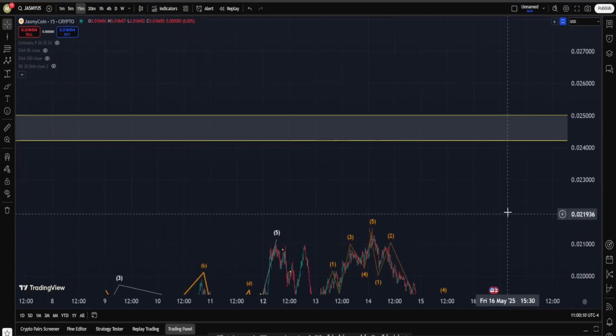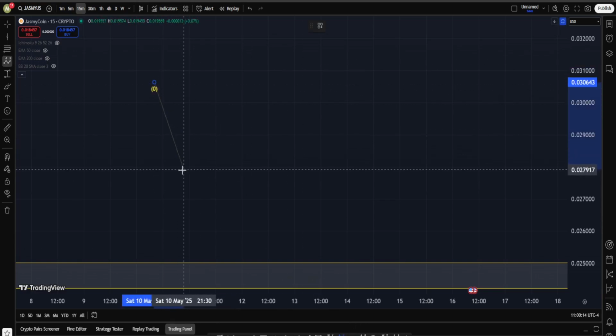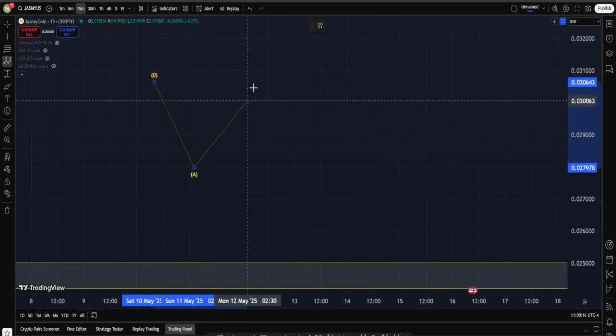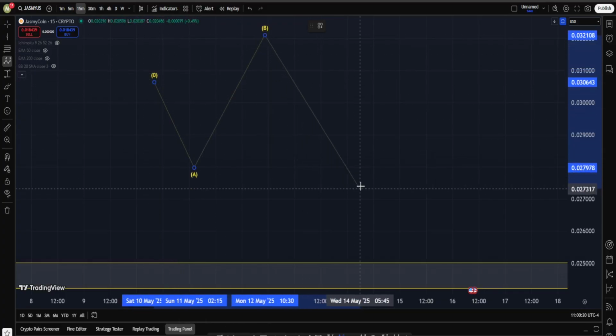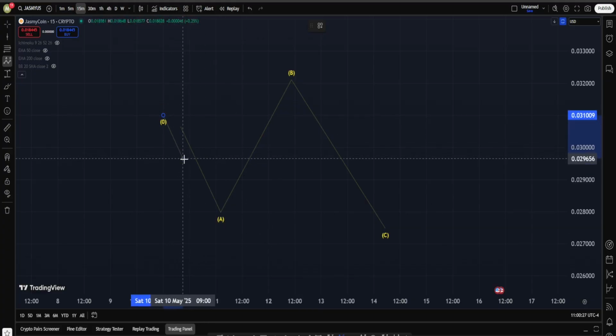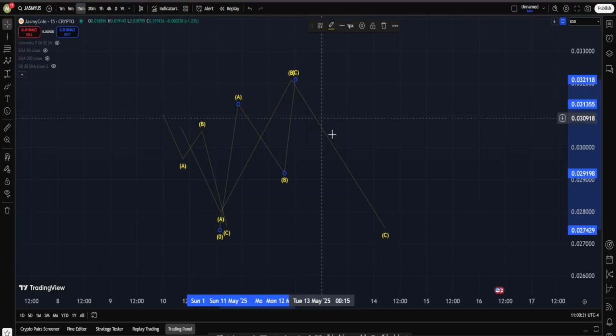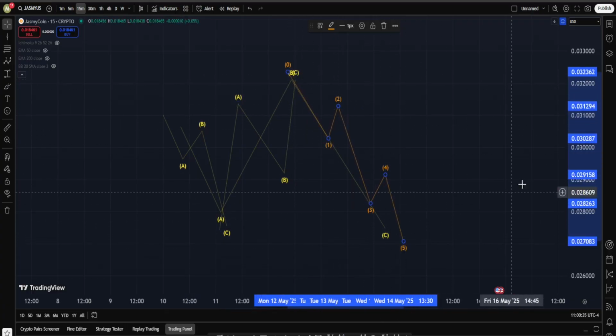Now, in that case, I believe we may have an ABC in form of an expanded flat, which looks like this. This is our initial move down into a correction for wave B, and then a very strong move down into C, which in this phase is going to take the low of our wave A. For the subwaves, ABC down into A, ABC or maybe WXY into B, and then a 1, 2, 3, 4, 5 down into wave C.